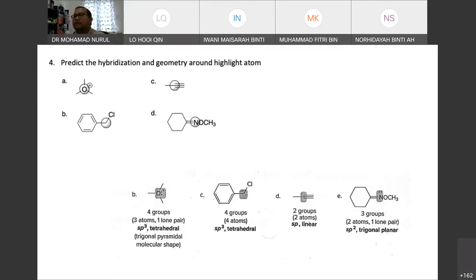Go next. In this chapter also, we already studied the hybridizations and also geometry. So for these questions, predict the hybridization and geometry. You have two tasks here. Predict hybridizations and geometry around the circled atoms. In this case it is oxygen with the positive charge, because they make another bond, with I guess this one is methyl, so it should be positive charge if you calculate the formal charge here.